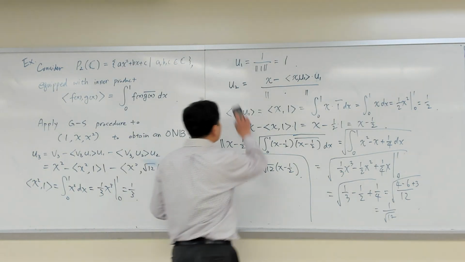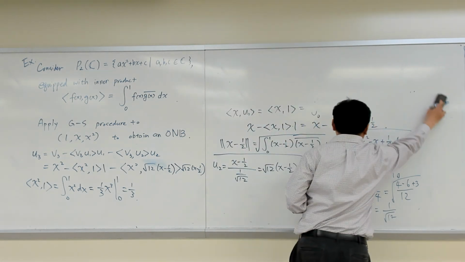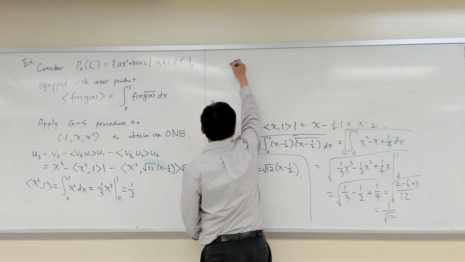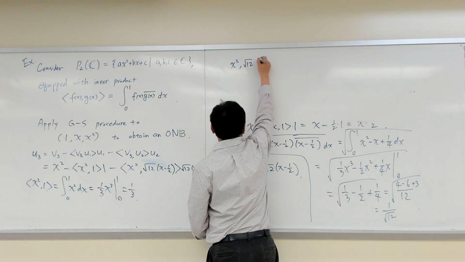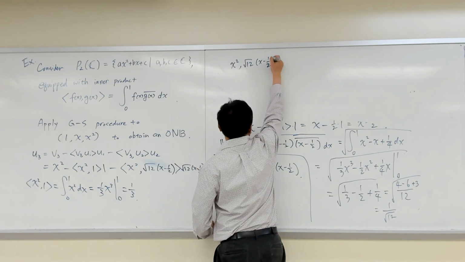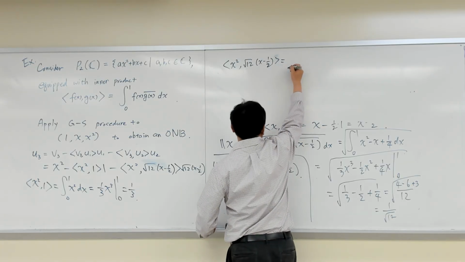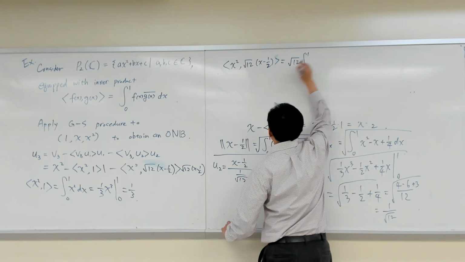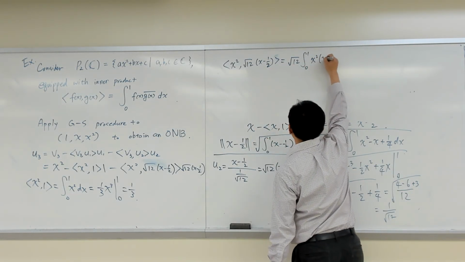And then x squared, square root of 12, x minus 1/2, is going to be square root of 12. They'll go from 0 to 1. See, these are all real, so taking the conjugate is not going to do anything.